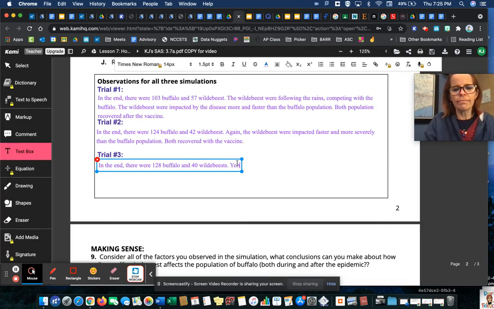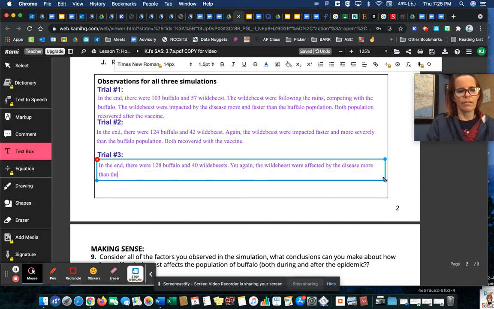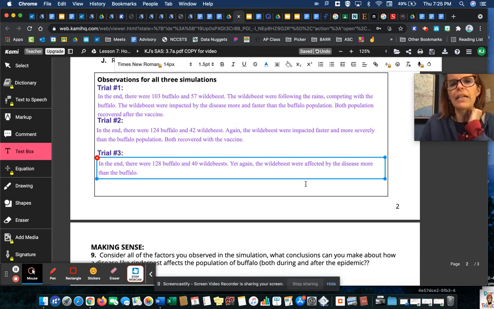Yet again, and remember, you can always put this in your own words. You don't have to write my exact words. The wildebeest were affected by the disease more than the buffalo. We'll just leave it at that. Both recovered from the vaccine. Those are our 3 observations.